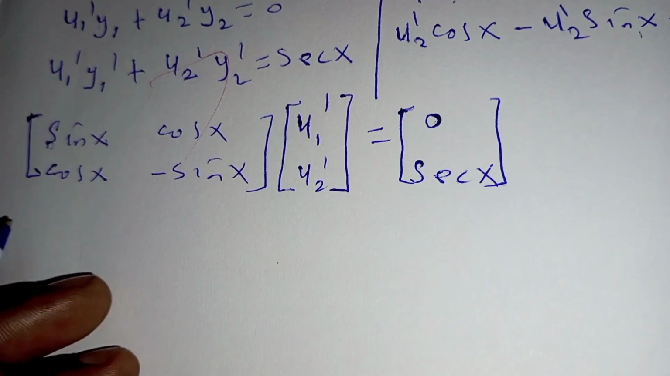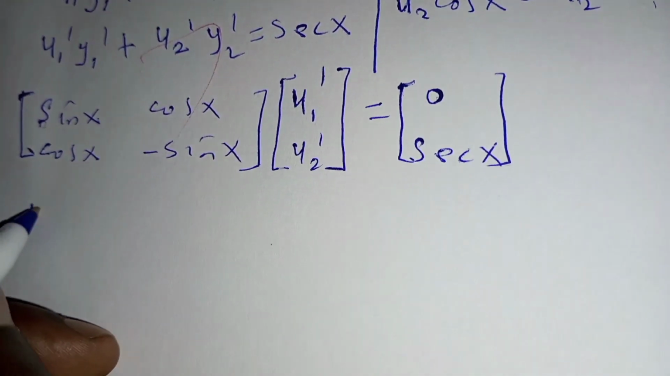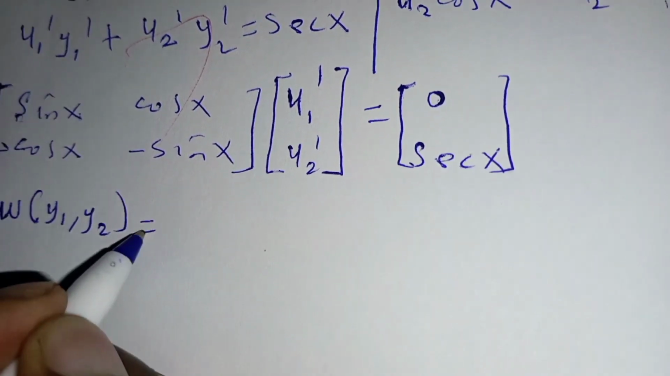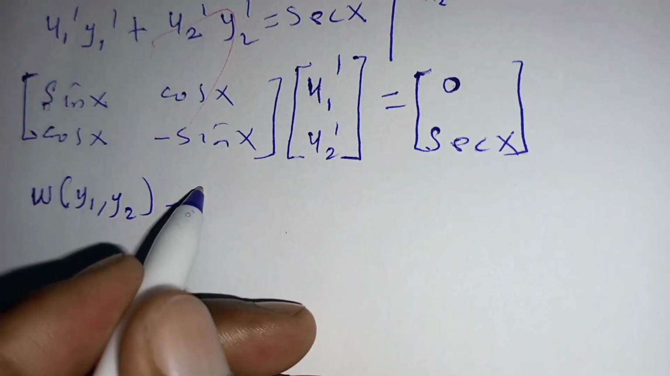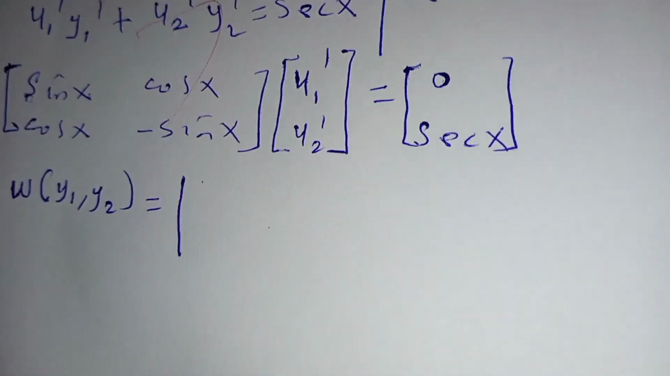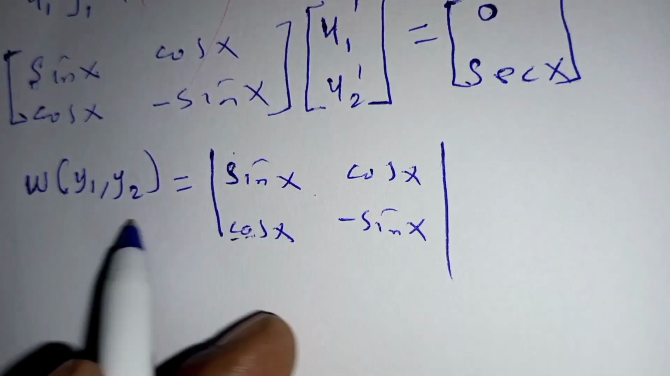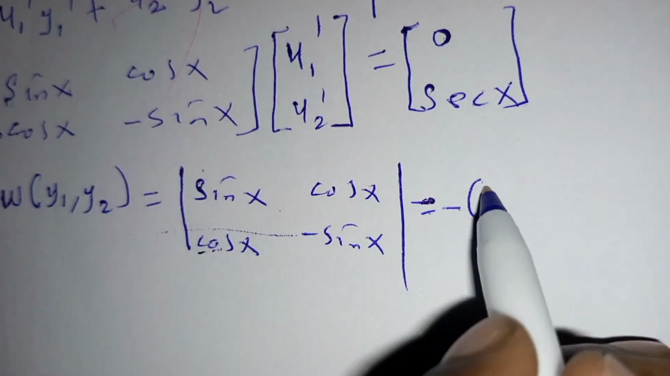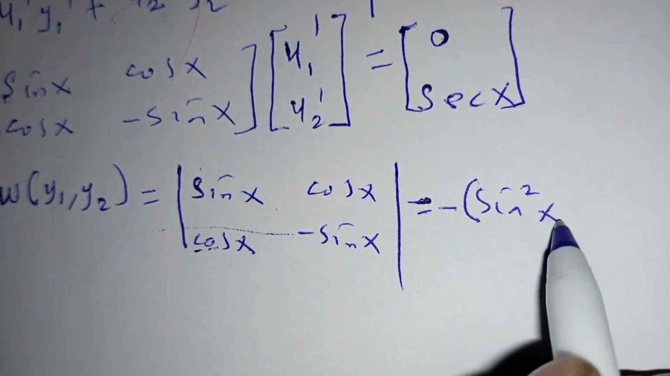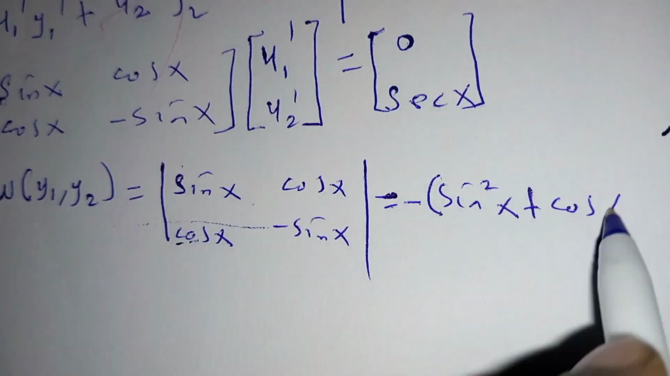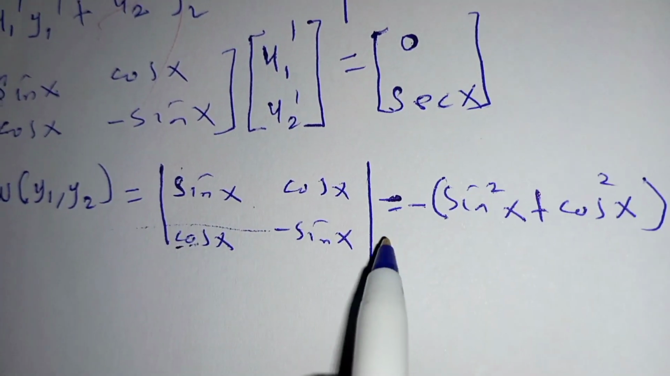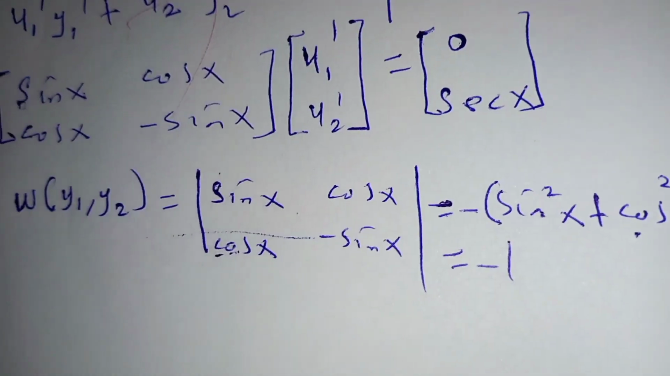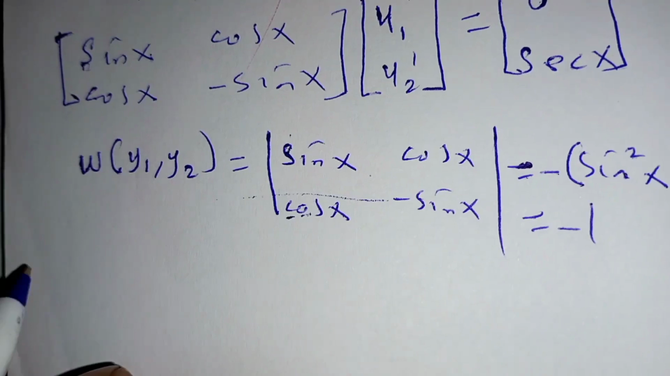Then the next thing we find is what is called the Wronskian. W stands for the Wronskian of y1, y2, given by the determinant of this matrix, which is equal to negative bracket sine of x squared plus cos of x squared, which is equal to -1. Sine of x squared plus cos of x squared is 1, and 1 times negative will give you negative.